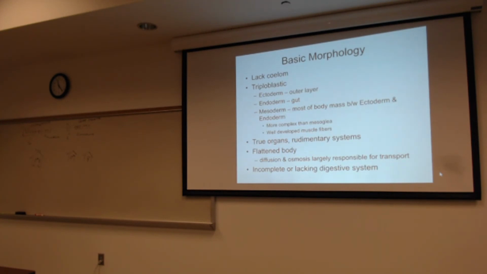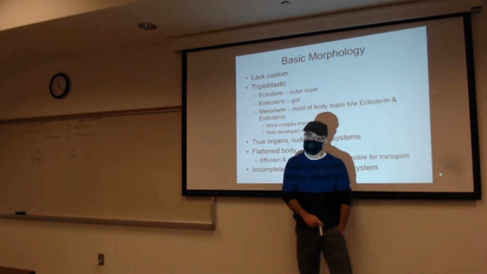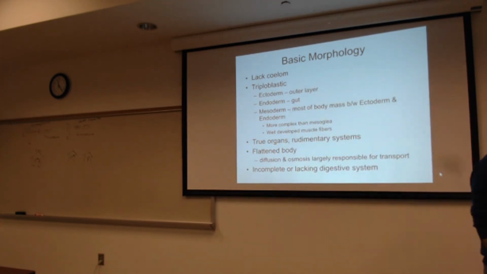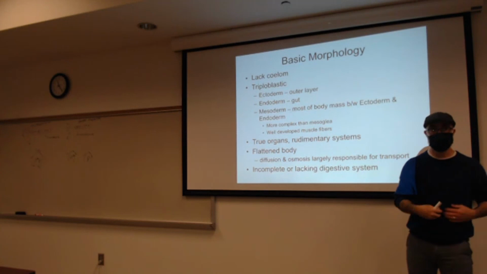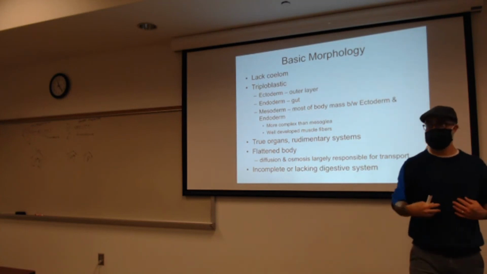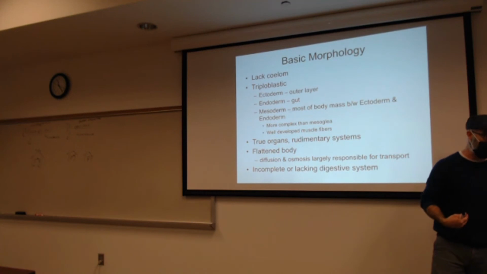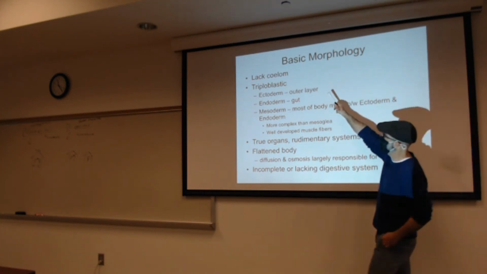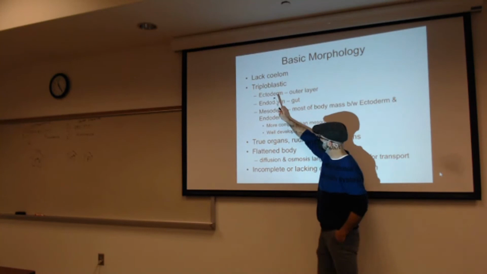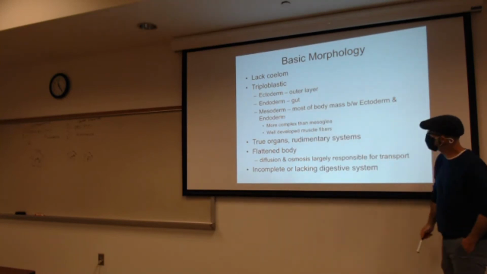They have no body cavity. So all of their organs and nerves and blood vessels just go right through solid tissue. As opposed to us, right, we have that coelomic cavity, we have a pleural cavity, and we have an abdominal and cranial cavity. These guys don't have any body cavities, but they do have three germ layers, the ecto, endo, and mesoderm.